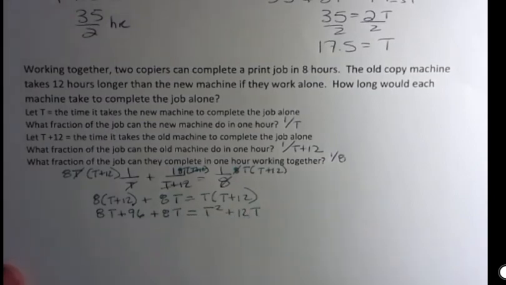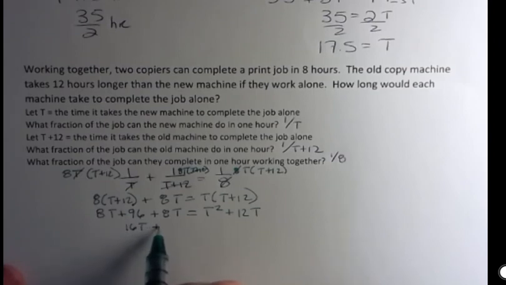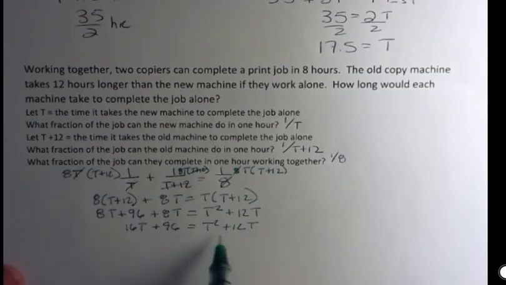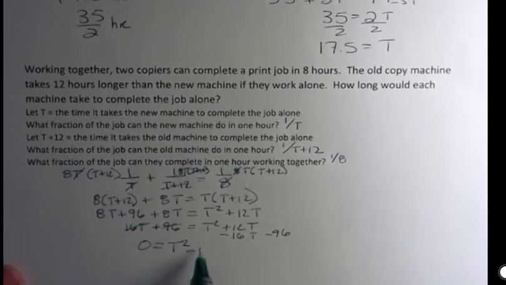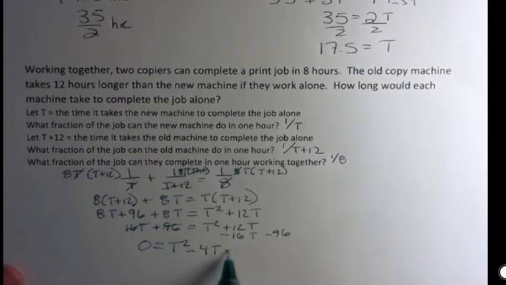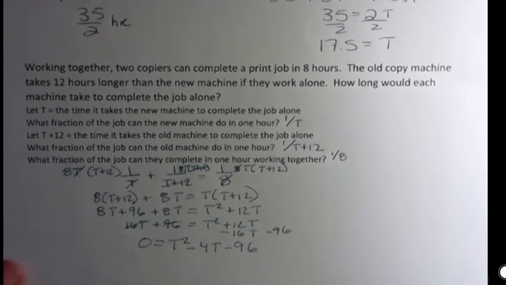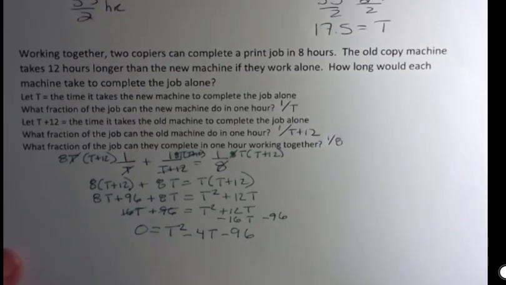Since I have something to the second power, I want to move everything to the other side. So I have 16t plus 96. I'm going to subtract 16t and subtract 96 over here and get t squared minus 4t minus 96. And that's what I'm going to try to factor to solve, remembering that I can't get a negative time.